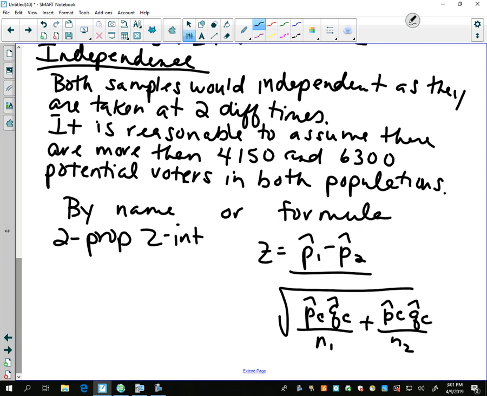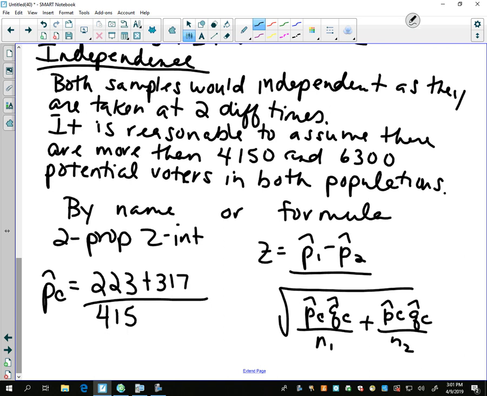So now what the heck is this p hat c? Well, this p hat c is pooling, basically. So you're averaging the combined proportion. And again, it's not really an average, because you take the count of your successes and then you divide it by the total in each population. So it's not really a straight average here. So you get 540 over 1045, which is equal to 0.517.